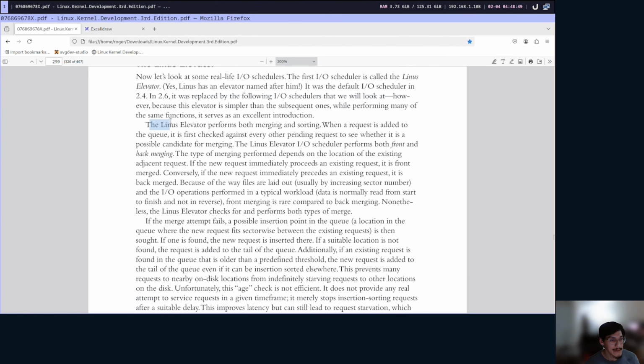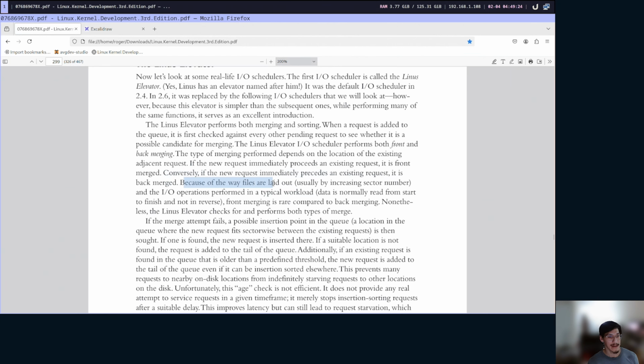The Linus elevator performs both merging and sorting. When a request is added to the queue, it is first checked against every other pending request to see whether it is a possible candidate for merging. The Linus elevator I/O scheduler performs both front and back merging. The type of merging performed depends on the location of the existing adjacent request. If the new request immediately precedes an existing request, it is front merged. Conversely, if the new request immediately follows an existing request, it is back merged.